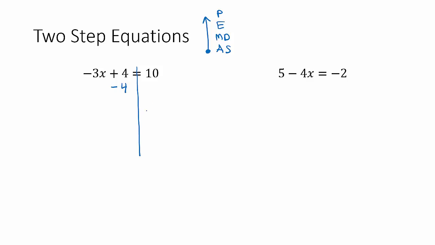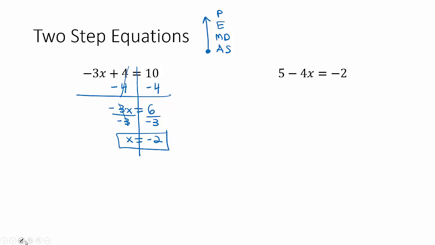We get rid of the plus 4 with a minus 4, and we will do the same thing to both sides of the equation. 4 minus 4 is 0, so what's remaining on the left side is negative 3x. Remaining on the right side, 10 minus 4 is 6. Now to get that x alone, it's negative 3 times x. The opposite of multiplying by negative 3 is dividing by negative 3. So those 3's are gone, and x is equal to negative 2.